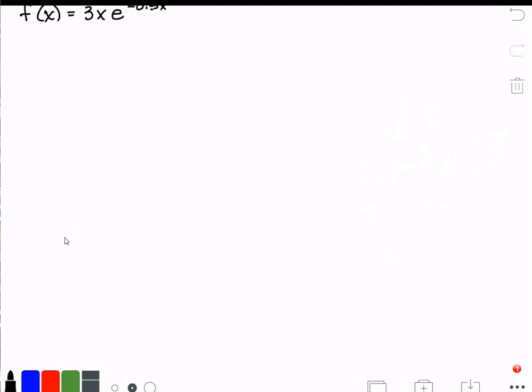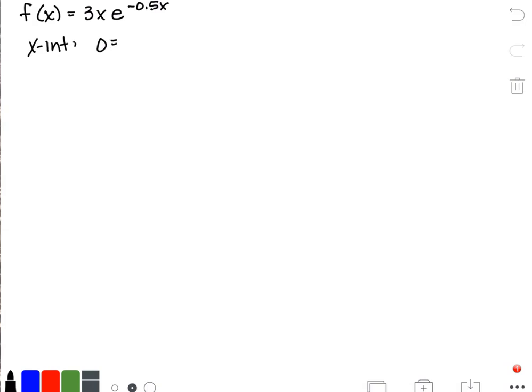Okay, so let's talk through this problem of 3x e to the negative 0.5x and take a look at how we're going to graph that. So we're going to start with the intercepts. If we start with the x-intercept, we know that to find the x-intercept, we want to set this function equal to 0 and solve for x.